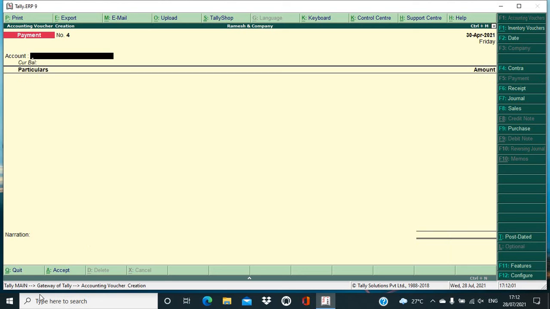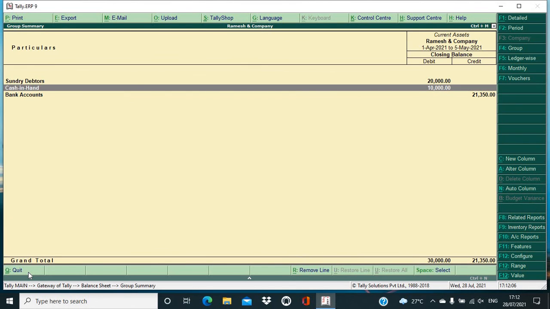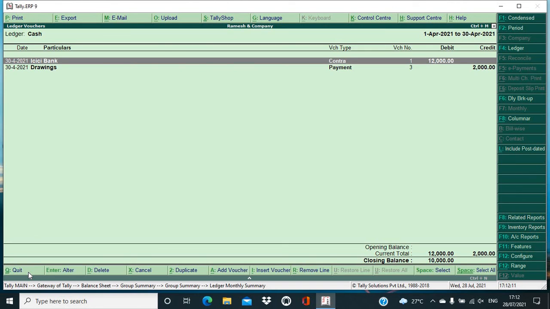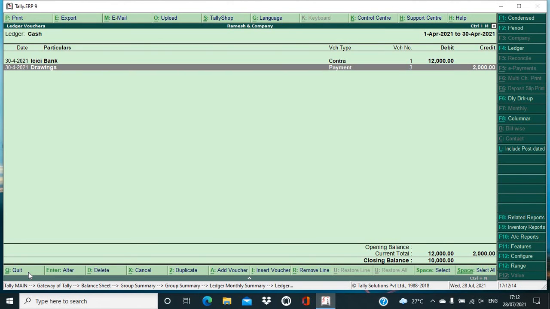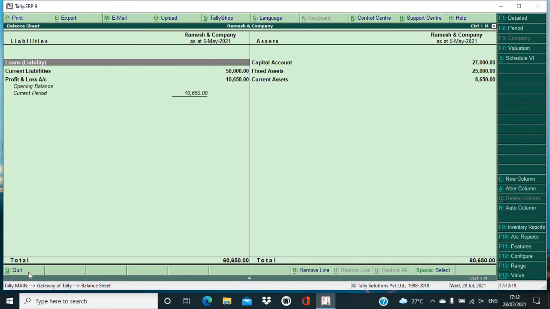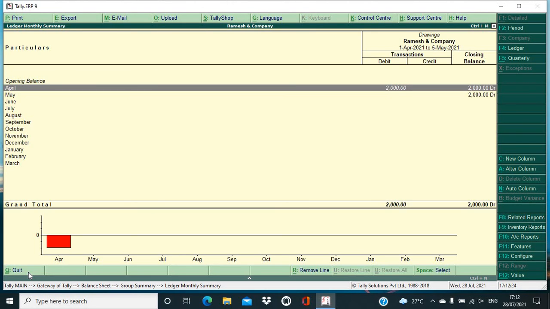All right friends, now again we will go into the balance sheet. Under current asset you would be able to see that the cash in hand is 10,000. Why? Because out of 12,000 I have made an expense of 2,000, and that 2,000 is nothing but my personal expense. And where will it get reflected? It will get reflected under your capital account, under drawings. Whatever capital you have contributed for your business, it will get reduced by drawings. Why? Because drawings has a debit balance and capital has a credit balance.